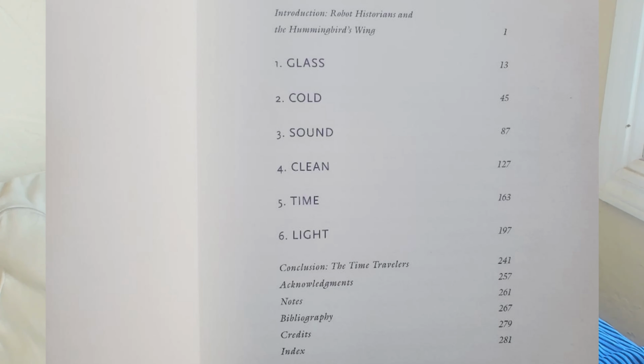Now, his table of contents simplifies things down to 6 different concepts, and how the harnessing of these 6 simple concepts created all the productization and infrastructure advancement that enabled the modern world to exist. So the 6 chapters are glass, cold, sound, clean, time, and light. 6 simple one-word chapter headings. What do each of those mean?